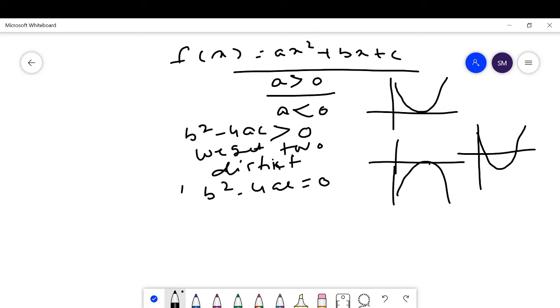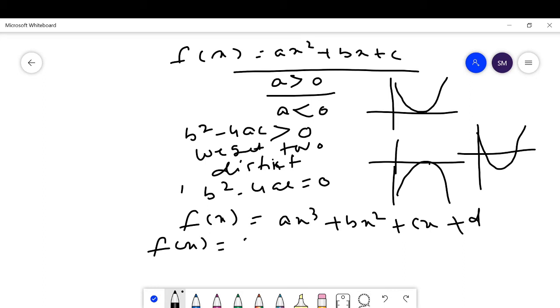Then it doesn't cut the x-axis at 2 points. Okay, this is important. Next, the graphical representation of a cubic polynomial. Suppose f(x), a cubic polynomial, can be represented as ax cube plus bx square plus cx plus d. Here let us take an example: f(x) is equal to x cube minus 4x.